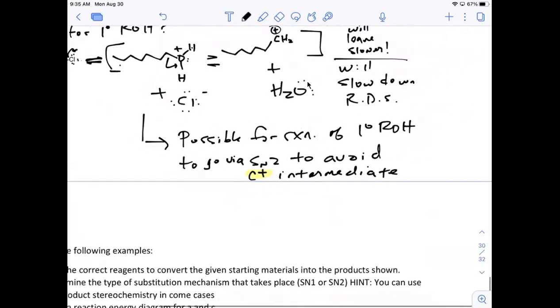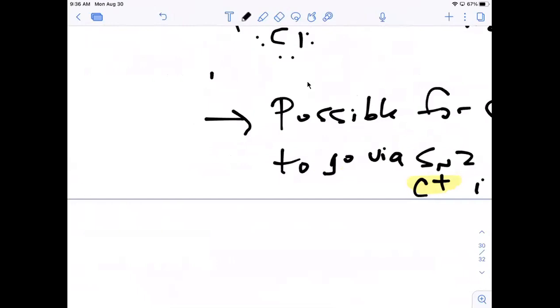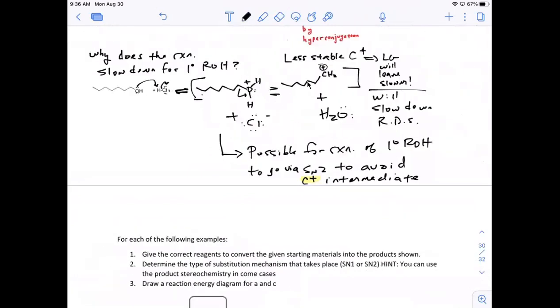That's a possibility, but it's still going to be slower than a tertiary, which is going to fly compared to a primary, because making a tertiary carbocation is really good, because it's a really stable intermediate. And again, everything in chemistry, 99% of the time, is going to be dictated by stability or lack thereof. Any questions about this reaction?